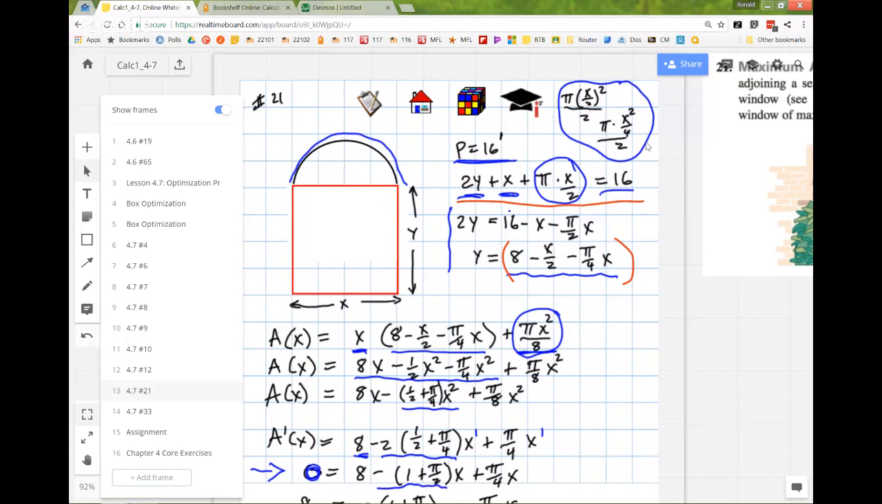So look up here in the top right corner. Pi times the radius, X over 2, squared. But I have to take half of that because I don't want the whole area. I want the area of a half circle. Square the X over 2 and you get X squared over 4. Pi times X squared over 4 over 2 is pi times X squared over 8. So area of rectangle plus area of semicircle.